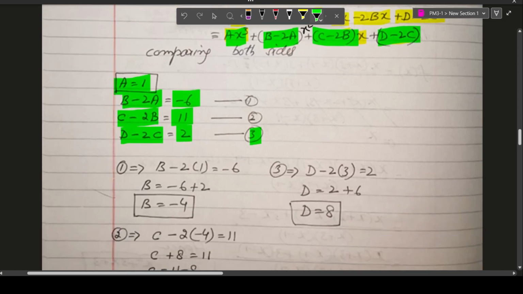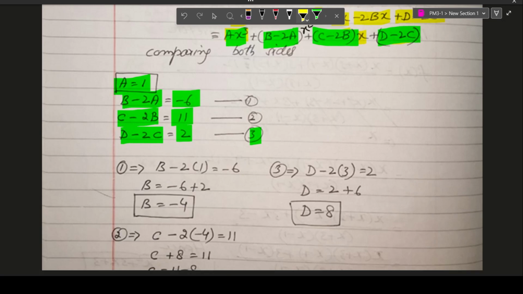Now put the value of a into equation number 1. So this will give you b minus 2 into 1 is equal to minus 6. So minus 2 ones are 2, it is minus 2, you transfer it to the other side, so b will be equal to minus 6 plus 2, leaving behind b is equal to minus 4.